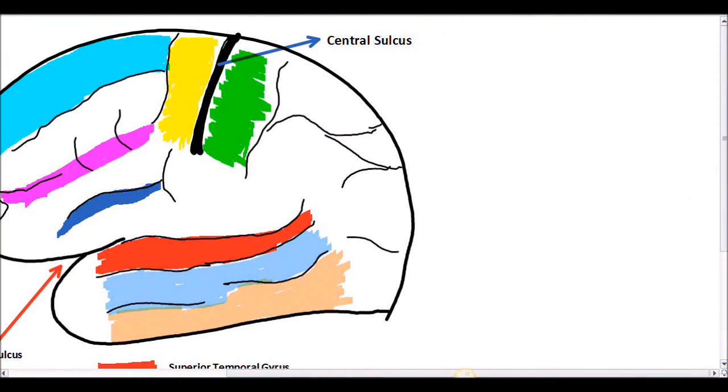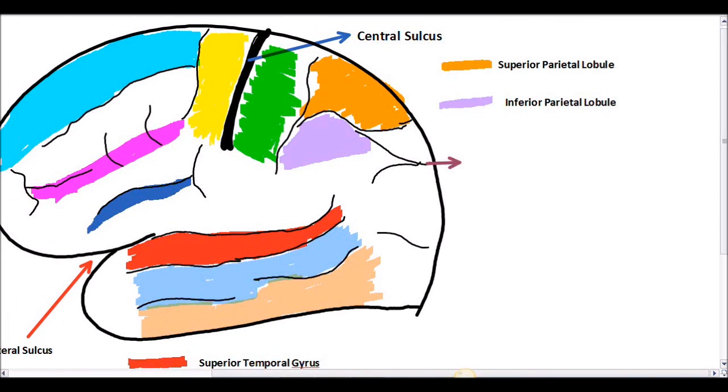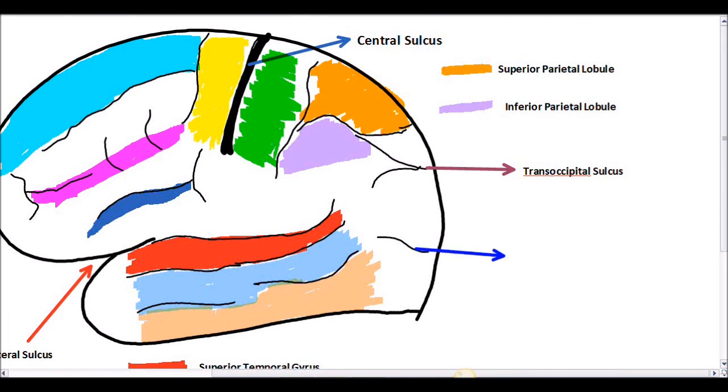Here, in the parietal region, there are 2 lobules. The superior one being called the superior parietal lobule, highlighted for you in orange, and then the inferior one being called the inferior parietal lobule, now being highlighted in mauve. Below this is the transoccipital sulcus, and then below that is the lateral occipital sulcus.